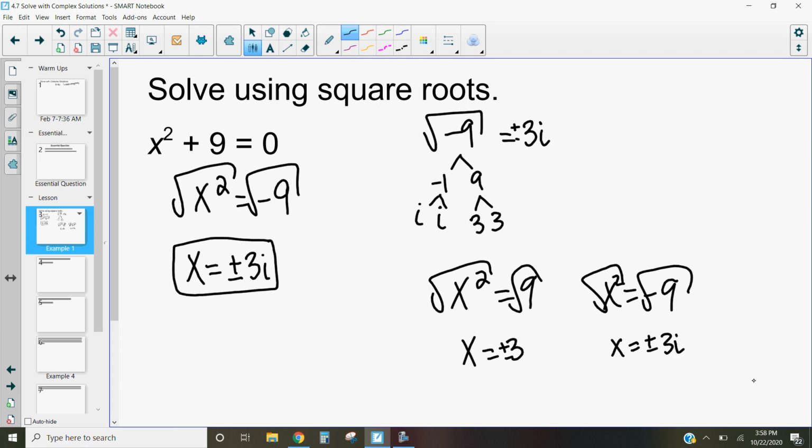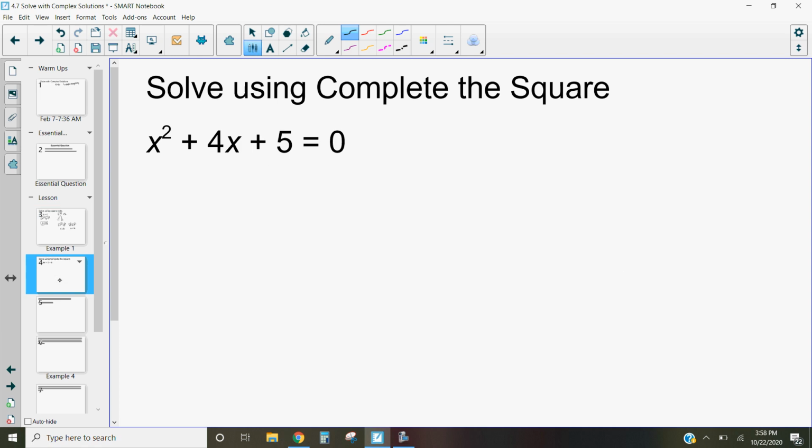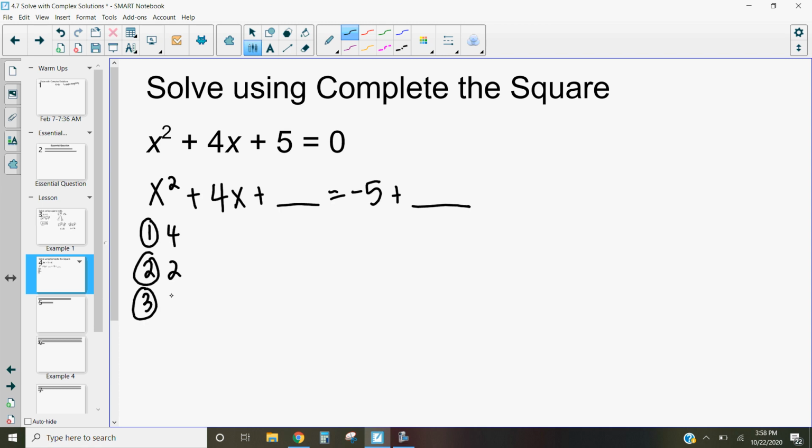So now let's take a look at how we can solve using completing the square when we have a complex solution. So let's take a look here. We get x squared plus 4x plus, remember our blank, equals -5 plus blank. And then we need to complete our square here. So remember, step 1 is to identify b, step 2 is to divide that by 2, and step 3 is to square it. So then I'll add 4 to both sides, and I end up getting x squared plus 4x plus 4 equals -1. Now this side factors into (x plus 2) squared equals -1.